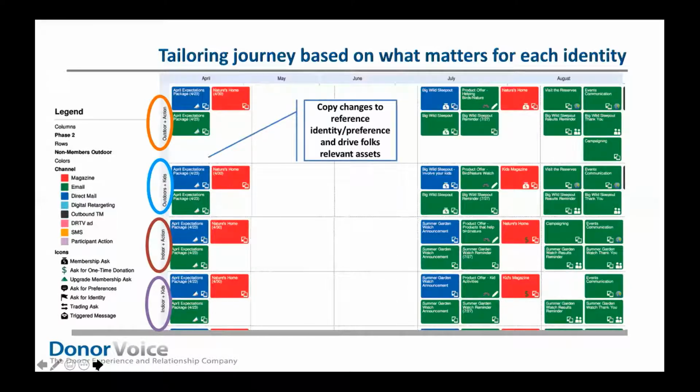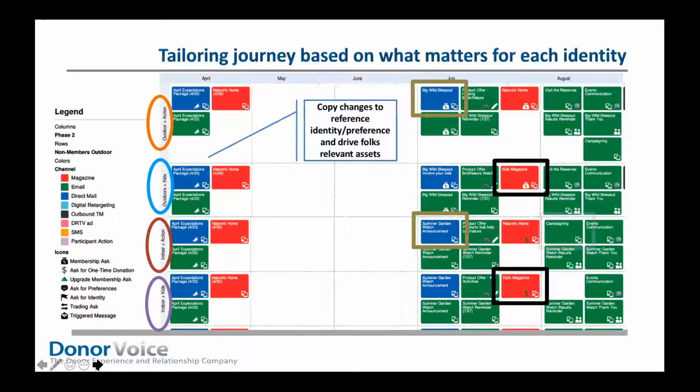And in addition to that, because we now knew their identity and how they like to express it, we were better at choosing the relevant offers for each identity segment. So for example, people who want to involve their kids now receive the kids magazine and not the adult version, Nature's Home. Or people who like to go outdoors were invited to participate in an activity called Big Wild Sleep Out. While for people that like to stay indoors, there was nothing there before. But now that we knew their interests, we could brainstorm and come up with an activity that will reflect what they like. So we came up with this summer garden watch.